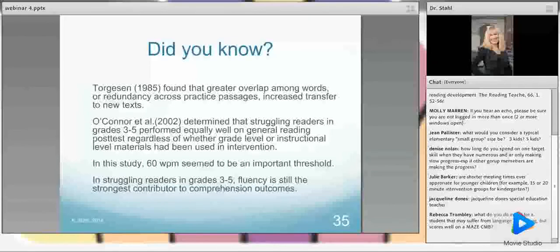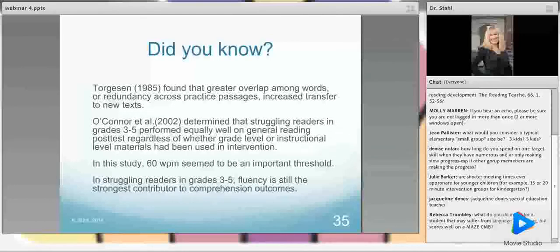So, a word about text. Here are some research studies that are important to address. Torgerson, way back in 1985, that's way before the Common Core, found that greater overlap among words, or redundancy, across practice passages increased transfer to new text. So that speaks to one more justification for using themed units as our foundation for literacy instruction.